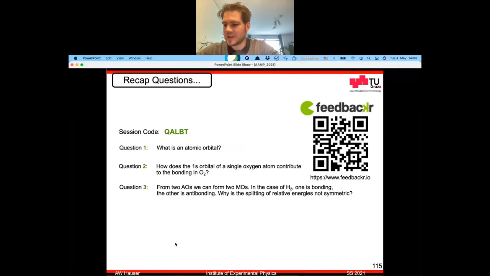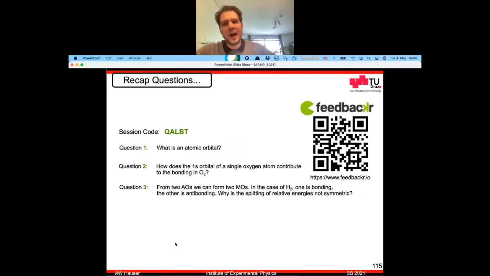Second question, how does the 1s orbital of a single oxygen atom contribute to the bonding? And the correct answer is it doesn't care. 63% had the correct answer. Some decided to go for bonding. If you think about the energy difference between the 1s and the 2s, you can see that typically any type of chemical interaction never touches the innermost orbital. So they are basically not affected at all through chemistry that's going on.